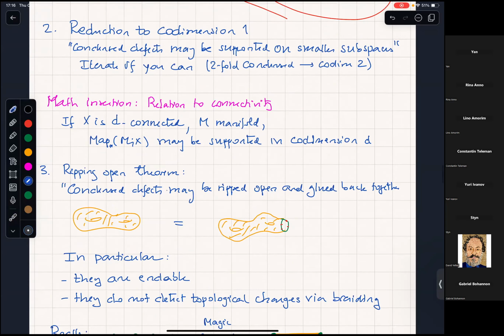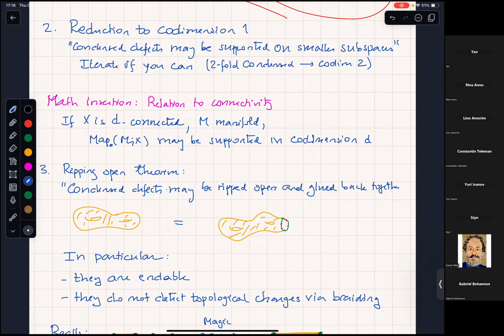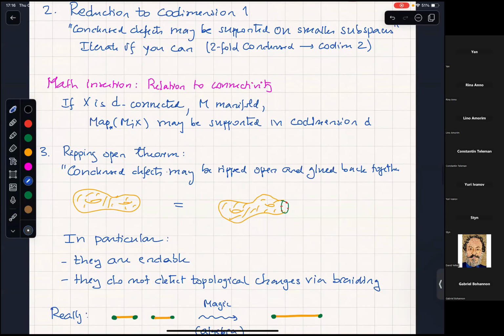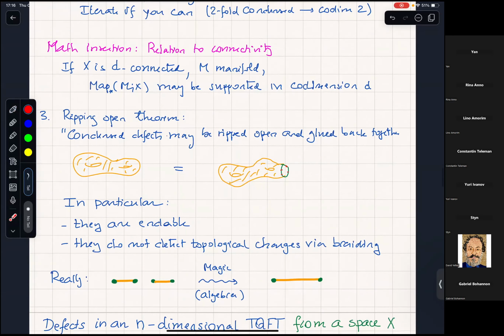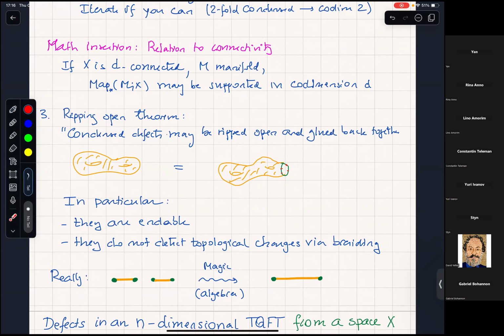Now let's make this restriction to a smaller thing more precise. Let's call it the ripping open theorem. Let's say you have a condensed defect on a surface, you can rip it open, punch a hole in it, and you can glue it back together if you want. And so in particular, it tells you that the defects are endable. They can have an end. They don't have to be supported on closed manifolds. It's a condition. And second, they do not detect topological charges of operators via braiding.